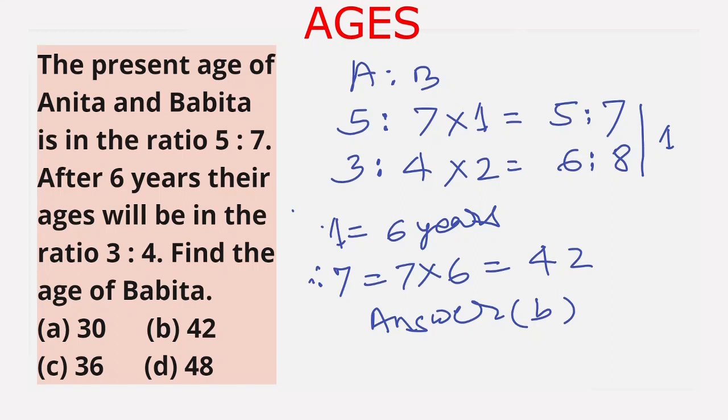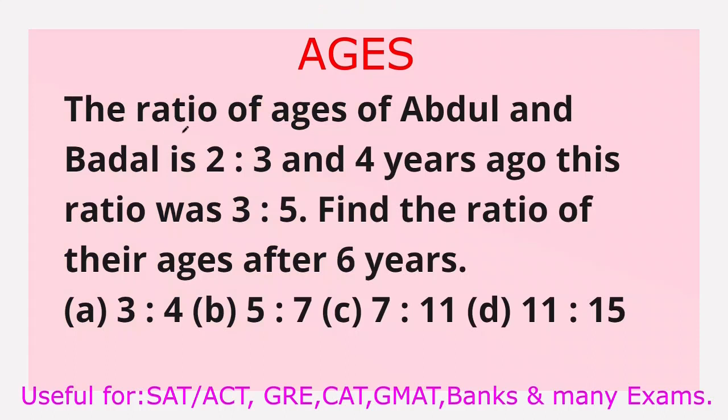We go to the next question. Our question is, the ratio of ages of Abdul and Badal is 2:3, and 4 years ago this ratio was 3:5. Find the ratio of their ages after 6 years. The given options are option A 3:4, option B 5:7, option C 7:11, option D 11:15.